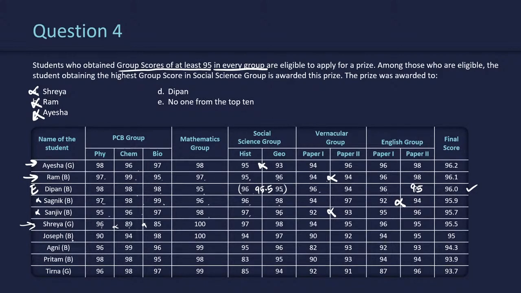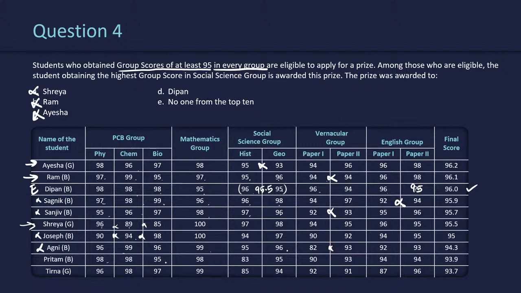Right? Joseph, 90, 94, 98. So if we take the average, it will be less than 95. So Joseph is also not eligible. Agni, more than 95 in PCB, more than 95 in maths, more than 95 in social science, less than 95 in vernacular, क्योंकि 82 और 93 का average तो उसके बीच में ही होगा, 95 तो हो नहीं सकता. So Agni is also not eligible.